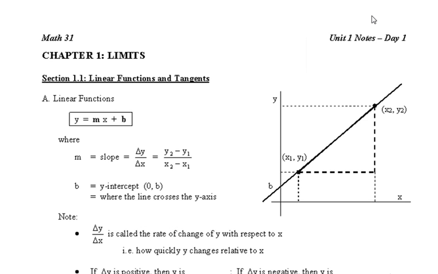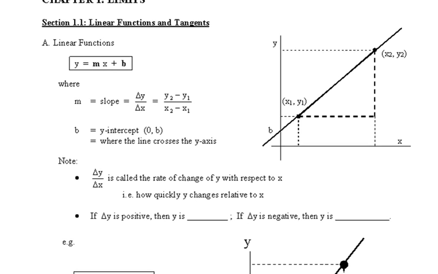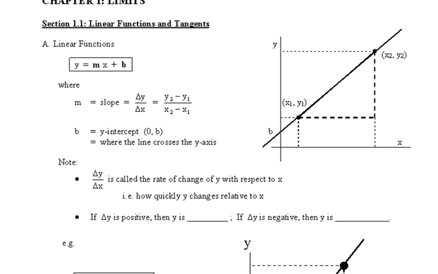Okay, so here we are at limits. And so we're just reviewing a straight line. And remember the equation y equals mx plus b. What does m stand for? Slope. And b stands for y-intercept.